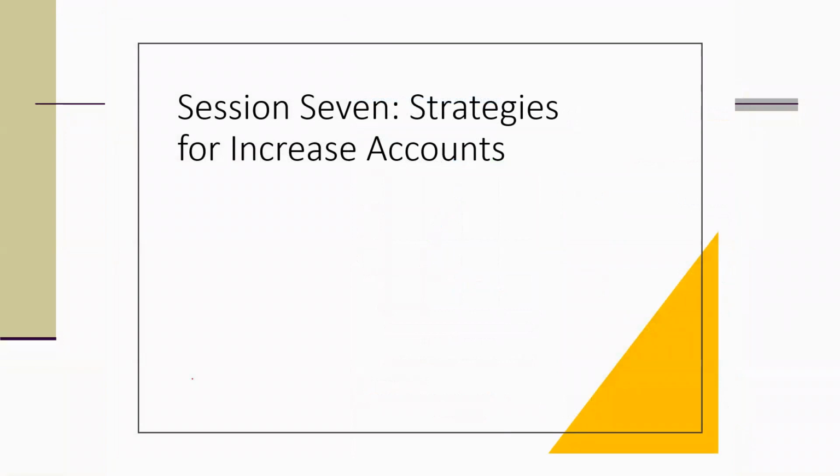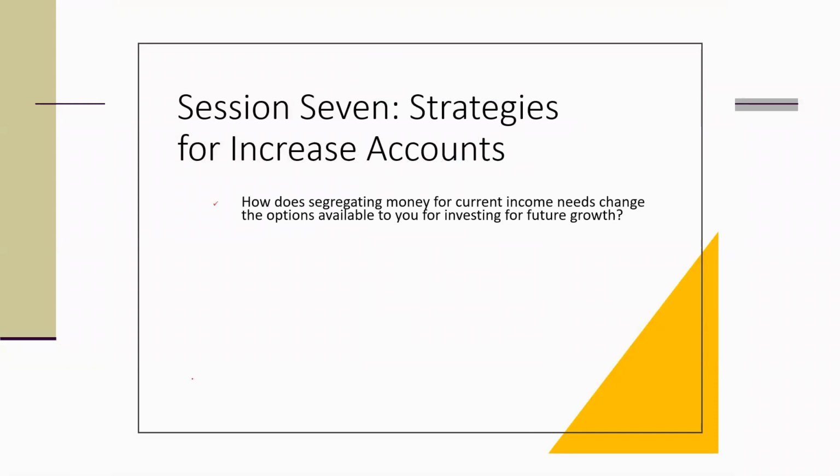That concludes our discussion of session 6 on options for income. During our next session, we're going to look at strategies for increase accounts. That is to say, accounts allocated for growth to keep up with cost of living. And we're going to ask several questions. First of all, how does segregating your money using the bucketing strategy for current income change the options available to you when investing for future growth?